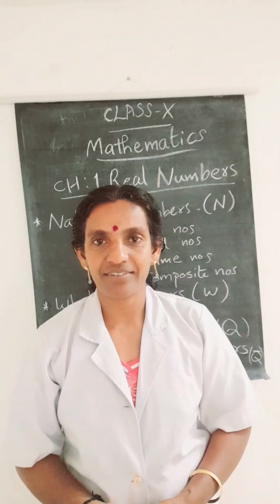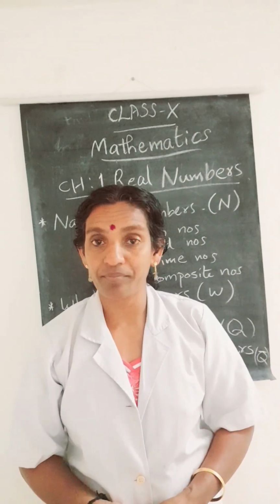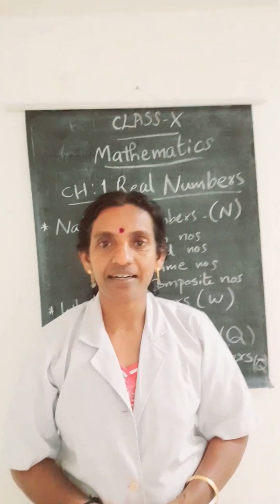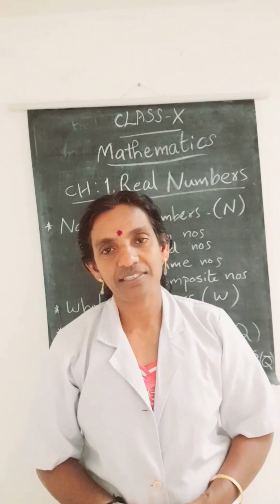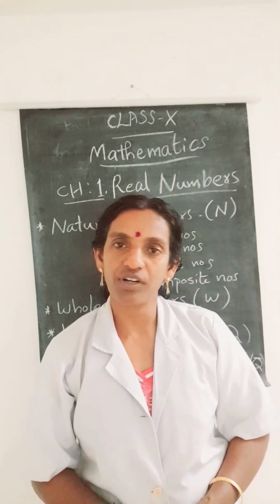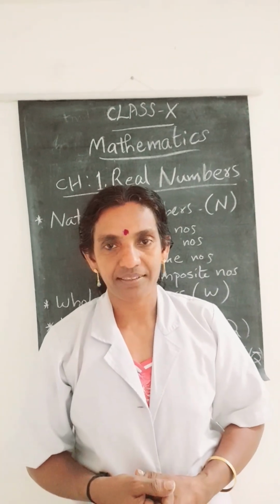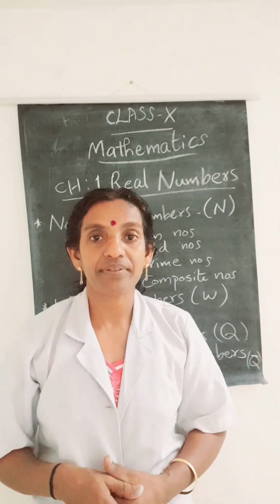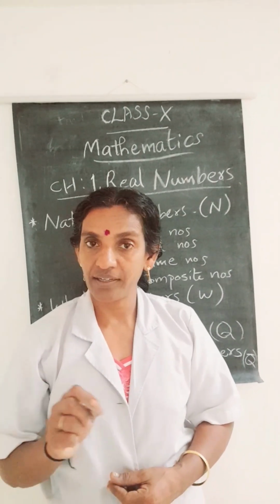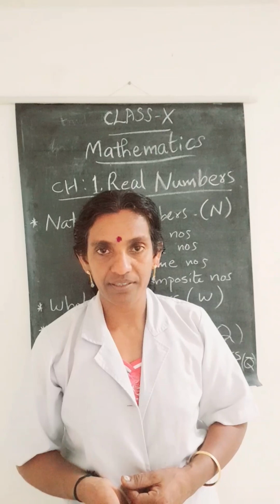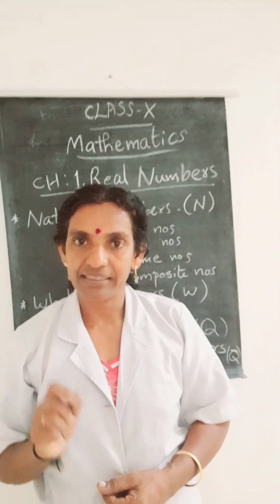Today we can start our chapter 1, Real Numbers. You have already studied different number systems. First, natural numbers. Do you know what natural numbers are? Counting numbers are also called natural numbers. It is represented by capital N. So, counting numbers are called natural numbers, represented by N.